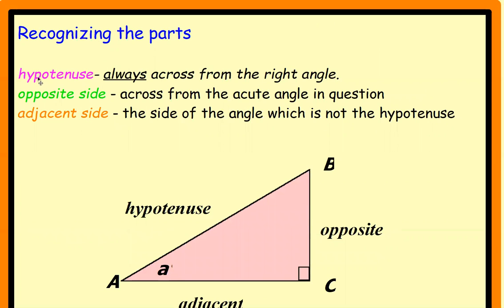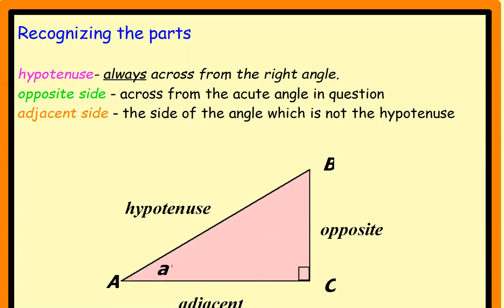The hypotenuse is always across from the right angle. That's nothing new. And what you're going to have in all of these problems is an angle of reference. So in this diagram right here, my reference angle is this angle A. Now, with respect to this angle, I have a side that is opposite that angle. The opposite side is always across from the acute angle in question, or the angle that you're kind of focusing on.